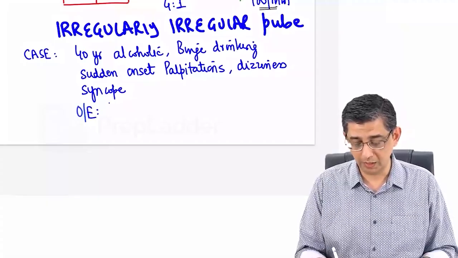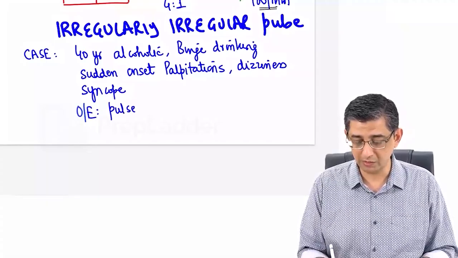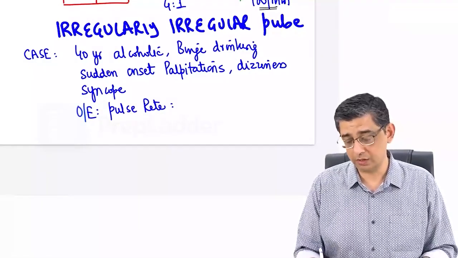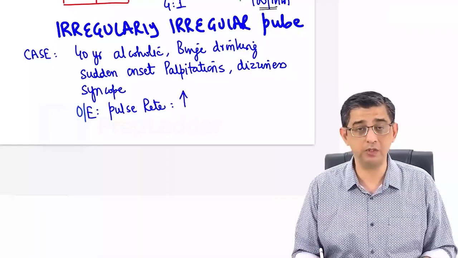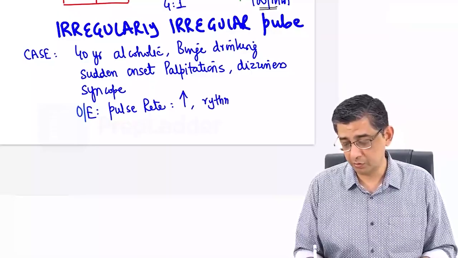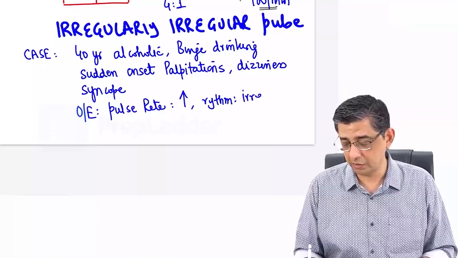And when you examine any unconscious patient, the first thing that you do is obviously take care of the vitals. When you check the pulse rate of this guy, the pulse rate was dramatically fast. But when you checked for the rhythm, you found that the pulse was irregularly irregular.